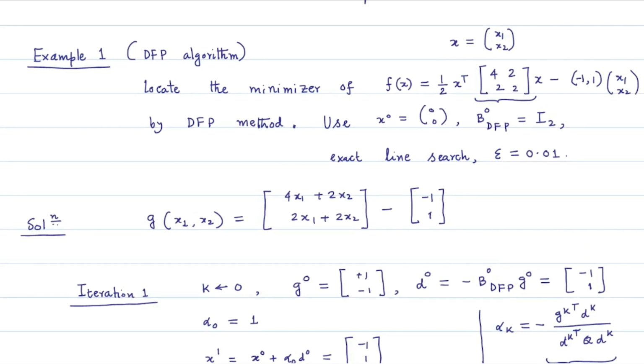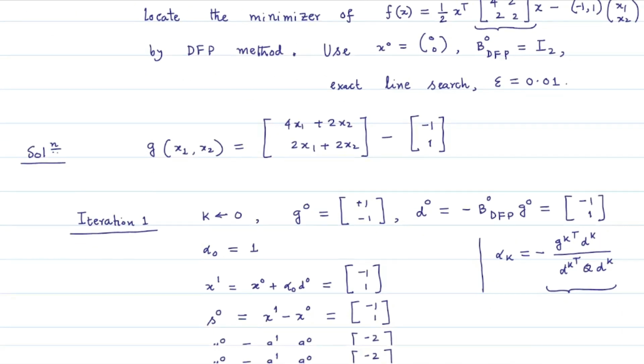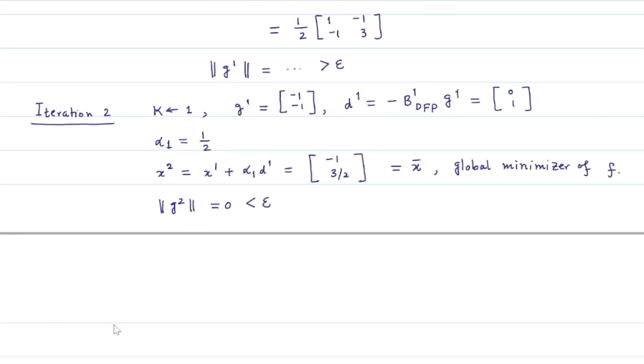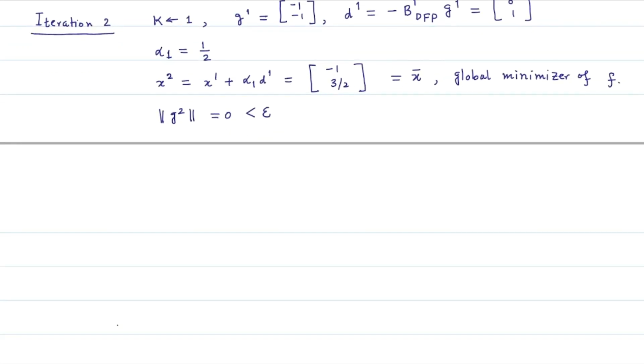Now the result 2 for the DFP method that I have mentioned earlier informs that once a DFP method is applied on a quadratic function with positive definite Hessian matrix, then the DFP method will get terminated within n number of steps, where n is the number of variables. Here the number of variables is equal to 2, and we are observing here that within the iteration number 2, the DFP method got terminated.